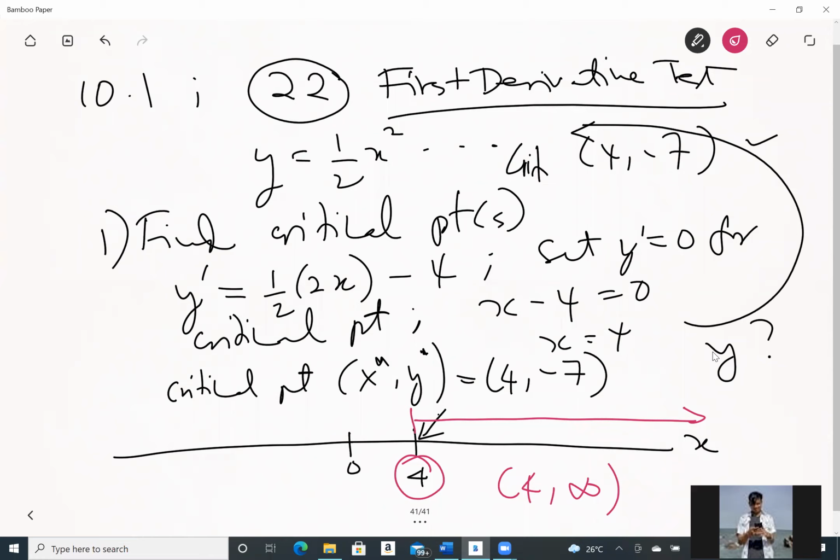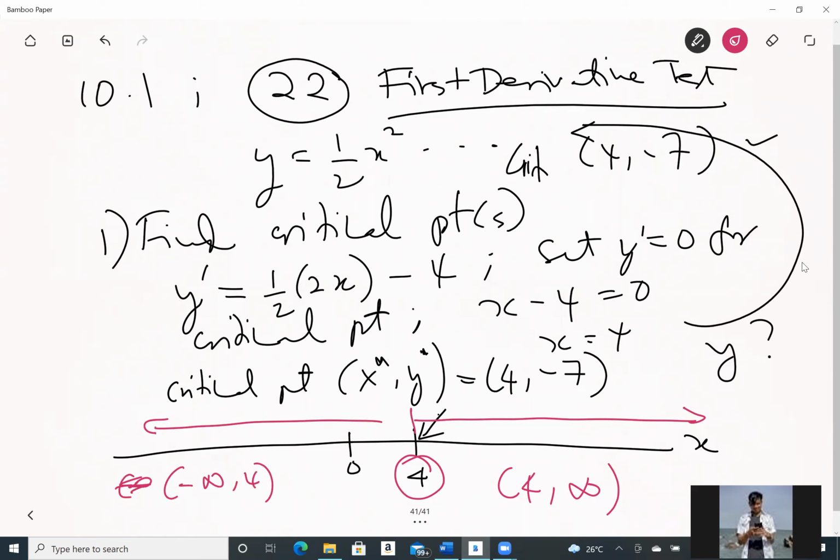Sami, you can continue, go ahead and finish. What is the other interval? Because when you have one interval, you should get the other interval. Negative infinity to 4. Okay, negative infinity to 4. So that is the other interval. So there are 2 intervals.